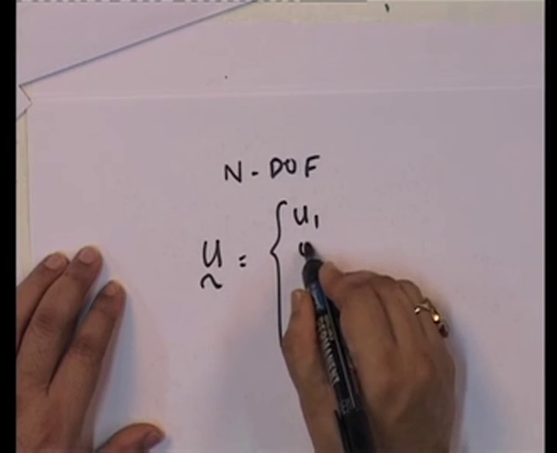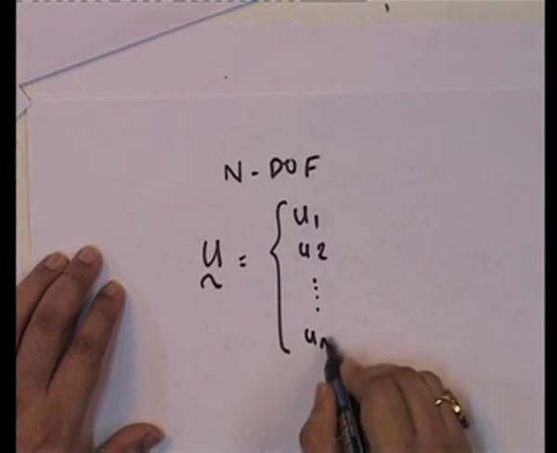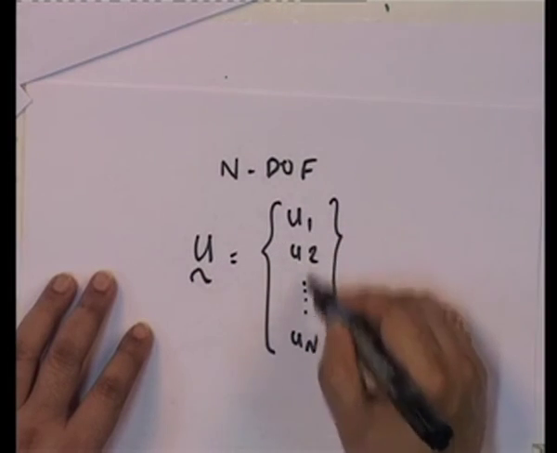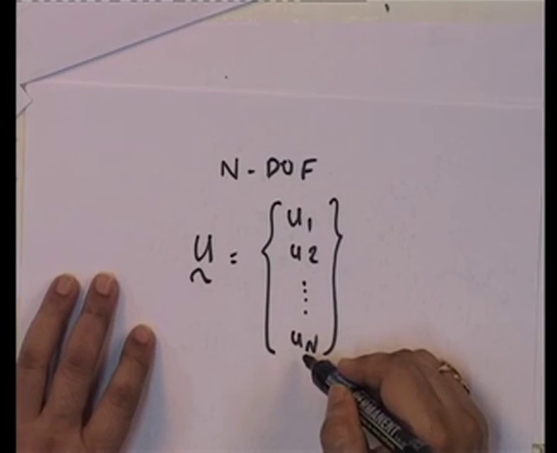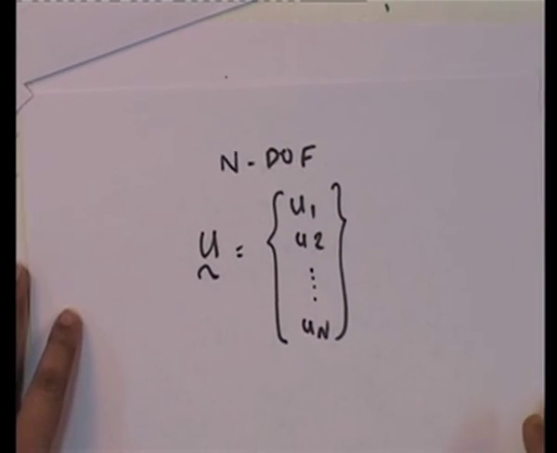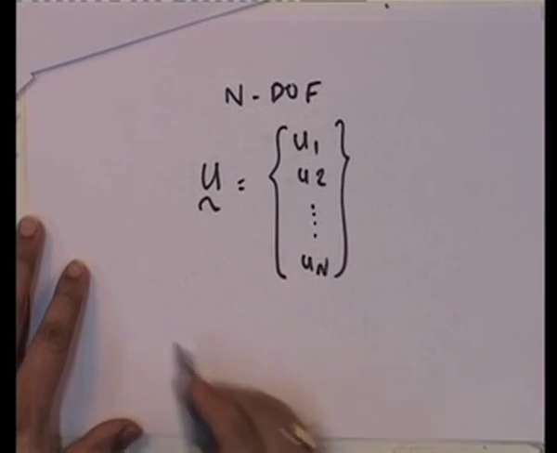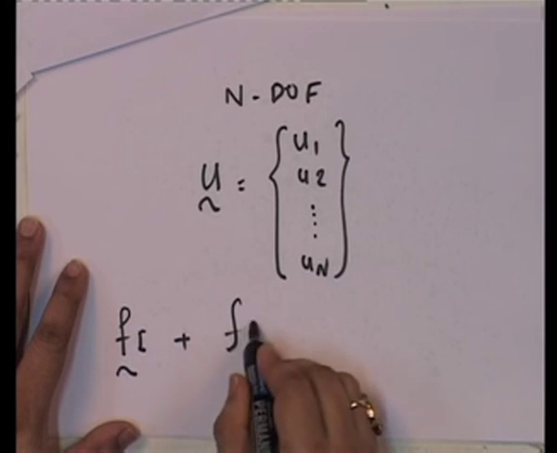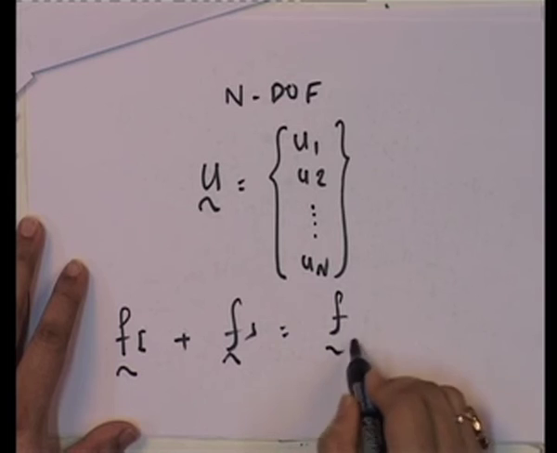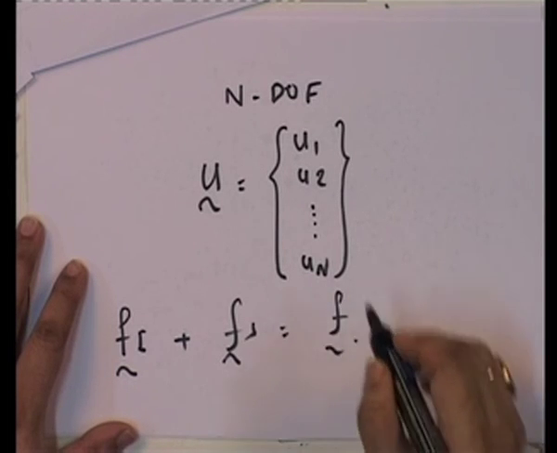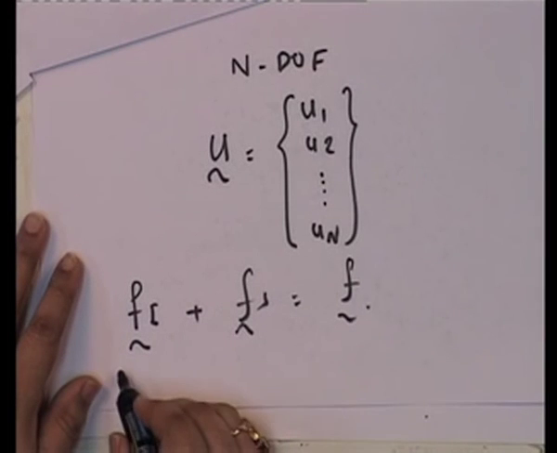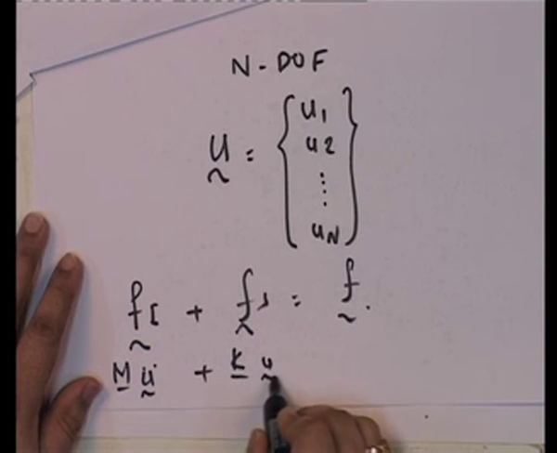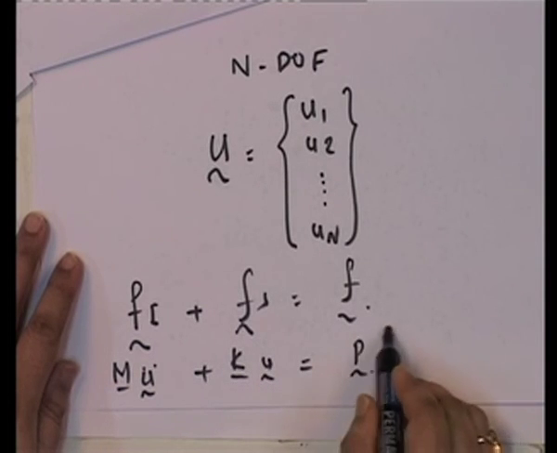So, u1, u2, up to un, n degrees of freedom. I need to find out all these displacements to be able to define the displacement of the structure. And then I have f I vector plus f s vector is equal to the outside vector, so that this is equal to m u double dot plus k u is equal to p.